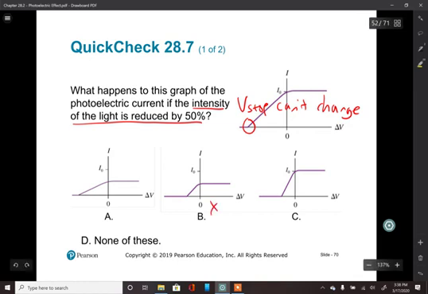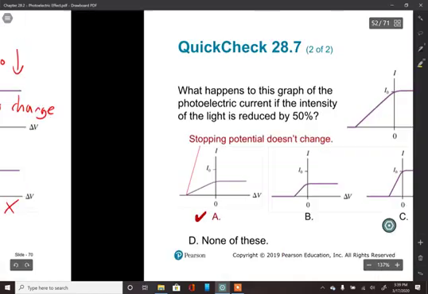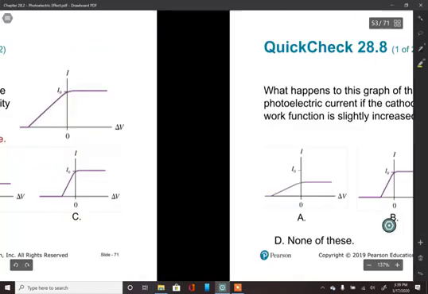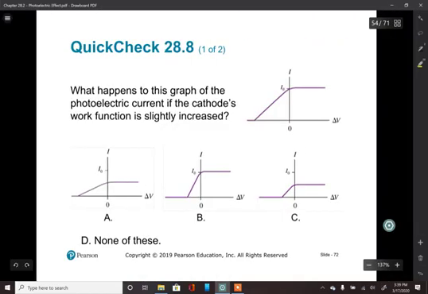That eliminates B and C. But by reducing the intensity, we've reduced the number of photons. And since each photon gives its energy to exactly one electron, by reducing the number of photons, we've also reduced the number of electrons. And fewer electrons means less current. So I naught has to go down. And sure enough, right here it does. So it should be A. Good.